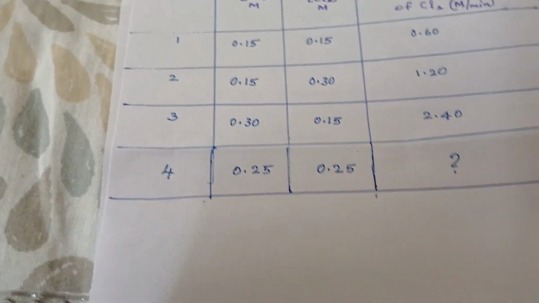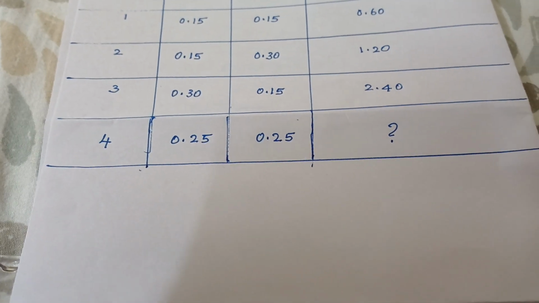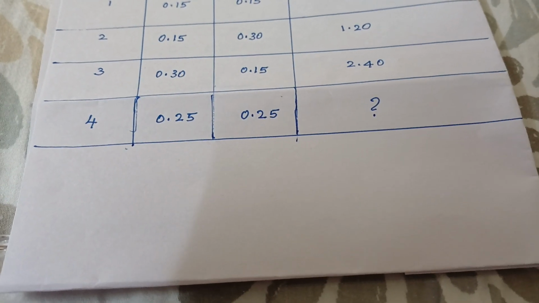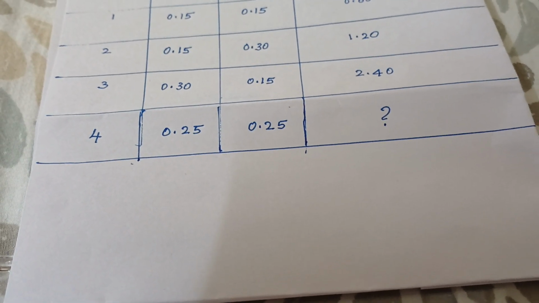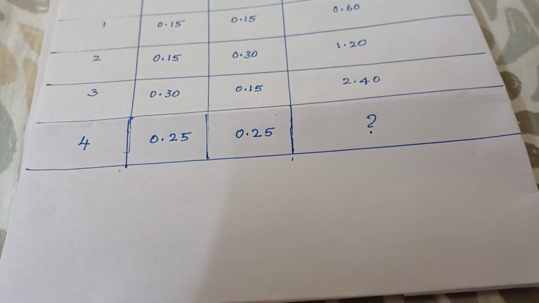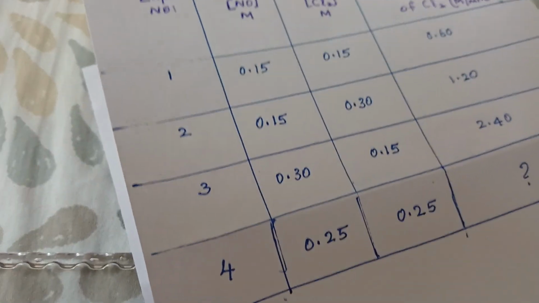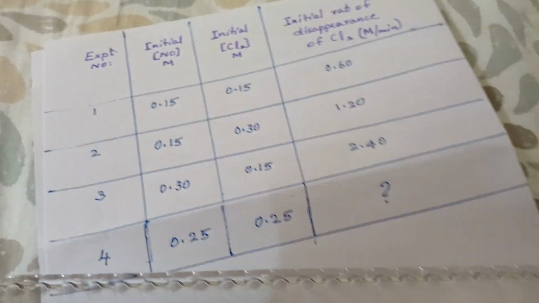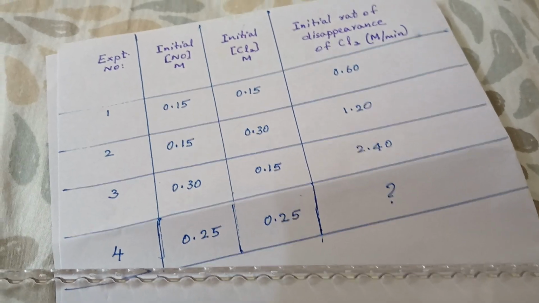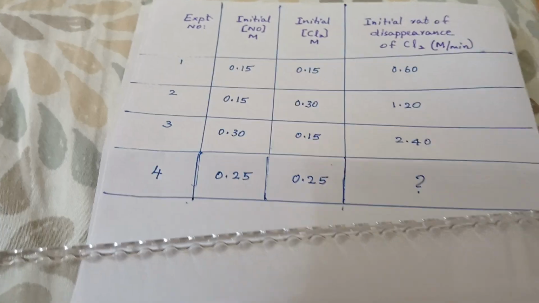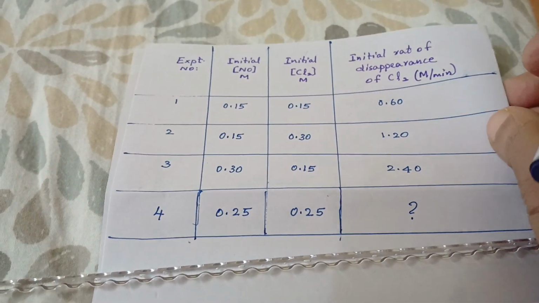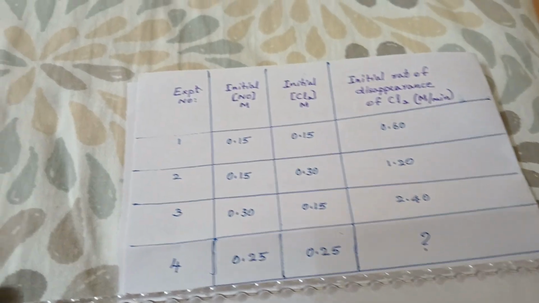Now for the third one, we can write 2.40 equals K into 0.30 raised to X into 0.15 raised to Y. That is the third experiment or third equation. Now from this data we need to calculate X and Y.